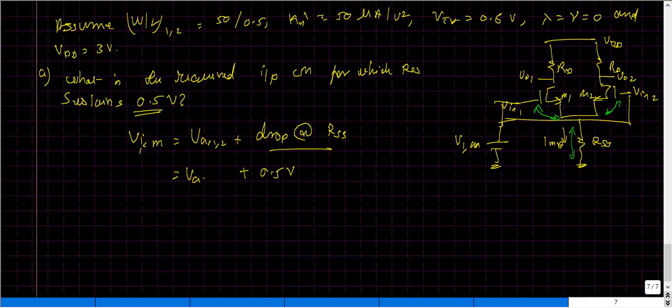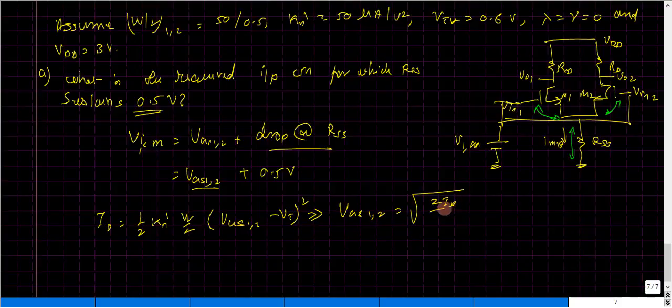And what else we need to identify to compute the value of VICM is the value of VGS. Assume that the transistors are all biased in saturation, so I can write the current equation of the transistors M1 and M2, which is going to be half Kn' W by L (VGS1,2 minus VT) the whole square. And from this expression I can quickly derive the value of VGS1, and that would lead to the expression like this plus VT.